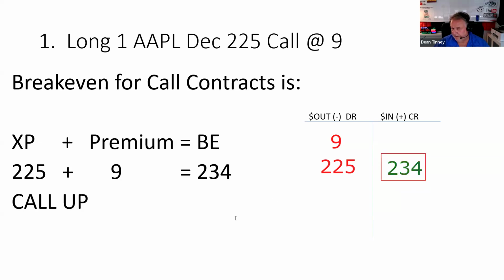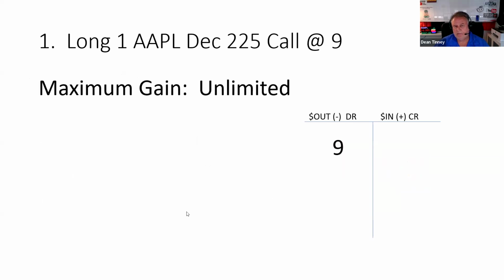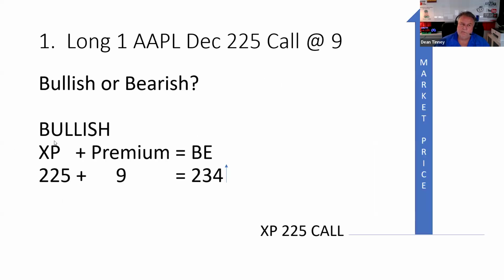People do things to make money. Long calls are pretty cool, because I said that the max gain is unlimited, just like the stock. Because once we go past the 234, we start to make money. And how far past 234 could Apple go? There's a finite supply of Apple. There's potential infinite demand.